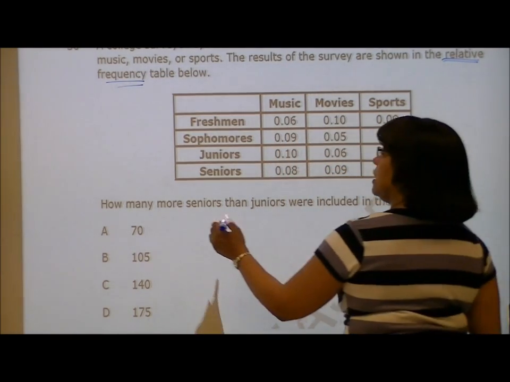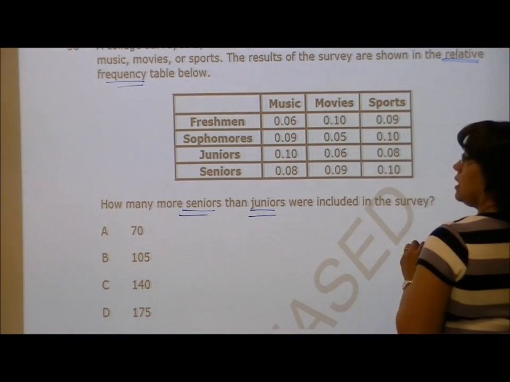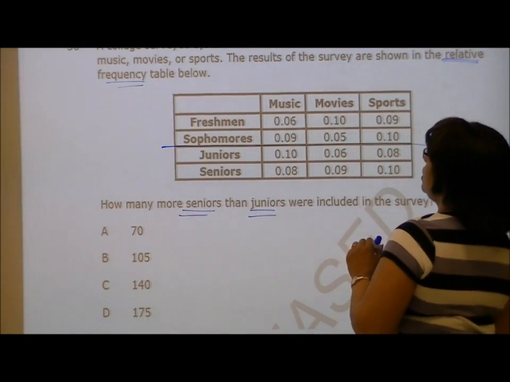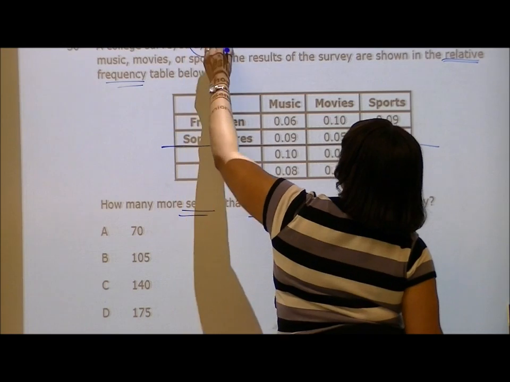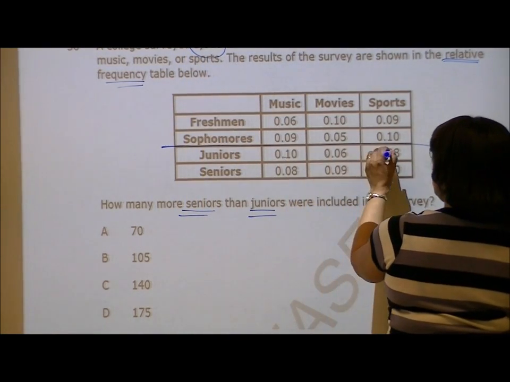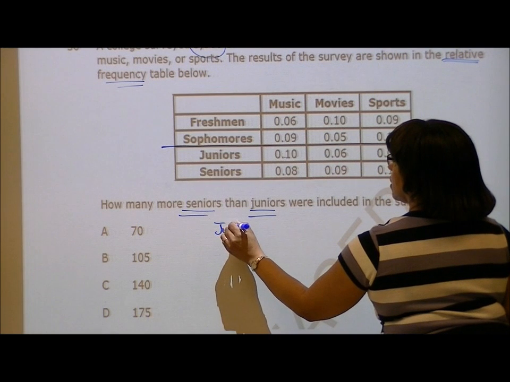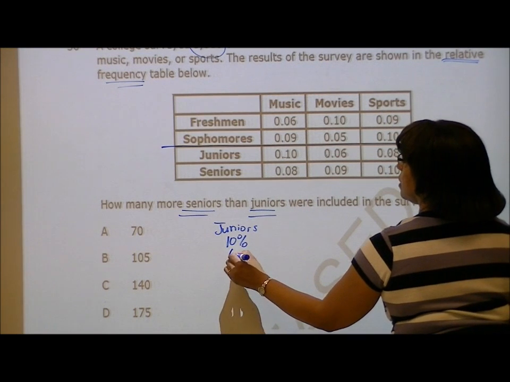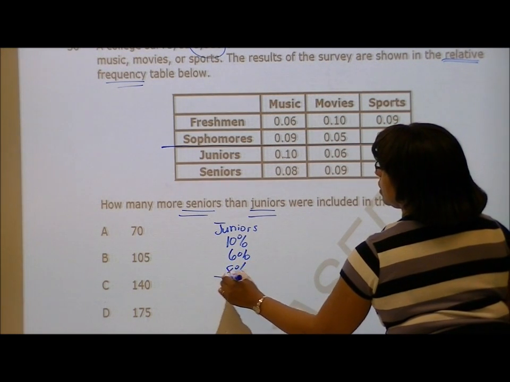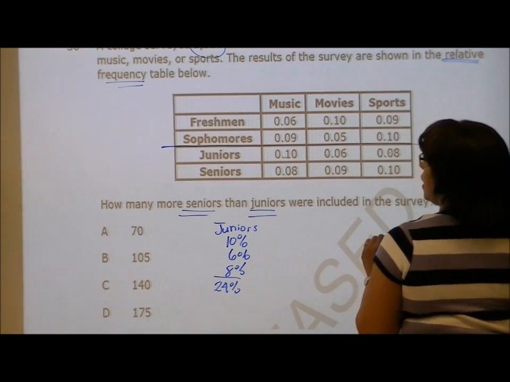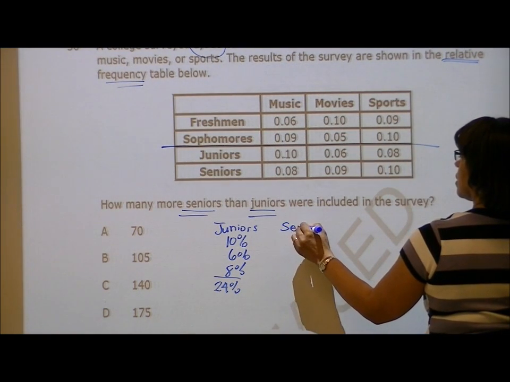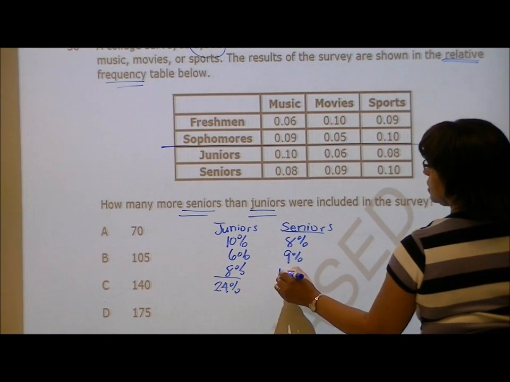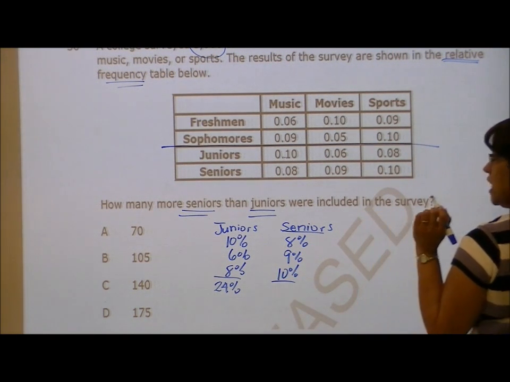We want to know how many more seniors than juniors were included in the survey. So we need to look at only the juniors and the seniors, okay? We know that the college surveyed 3,500 students. So what you can do is add up all your junior percentages. So for juniors, we have 10%, because we changed that decimal to a percent, plus 6%, plus 8%. So we have 24% juniors. And then for seniors, we have 8% plus 9% plus 10%. So that's 27%.